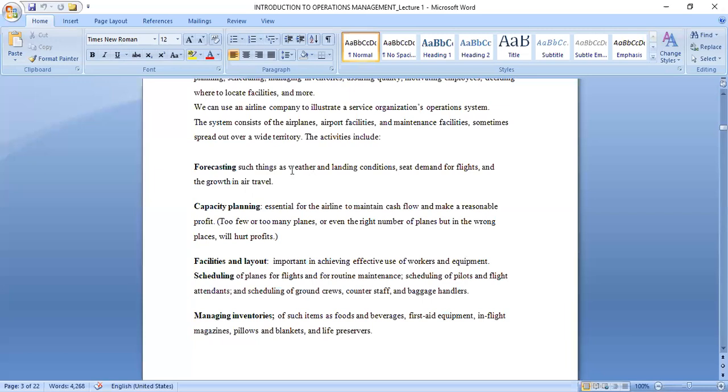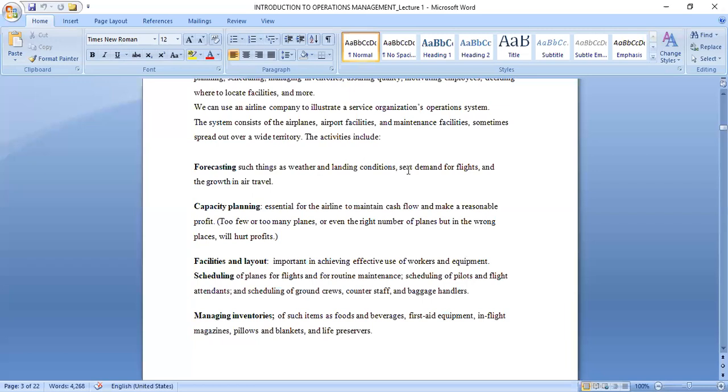weather forecasting. For example, if you forecast that the weather is not good, maybe it is foggy, maybe there is a lot of mist, or there is a lot of rain, or there are storms, deadly storms, then you might not schedule those flights because this will be risky. So basically, it can be in form of weather forecasting.